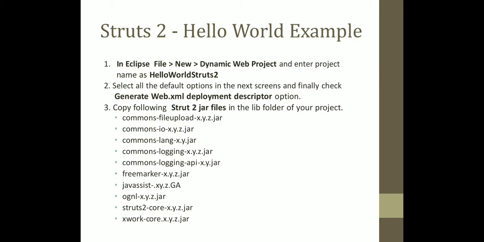As this is the first project using Struts2, in the first step we went to File, New, and created a Dynamic Web Project. In the second step we check all the default options and lastly generate the web.xml deployment descriptor. Then copy some Struts2 jar files into the lib folder of your project. These are very important files as they contain all the library functions.